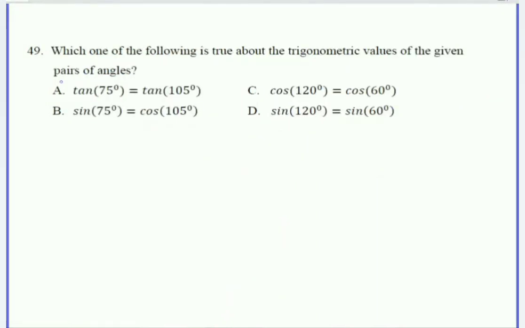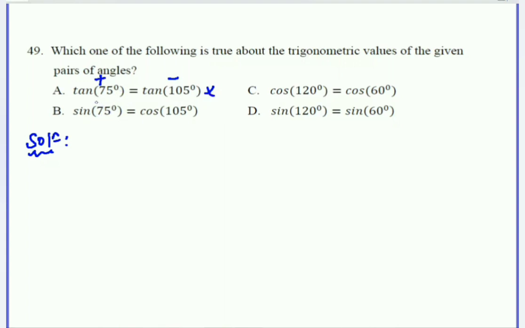Next we have: which one of the following is true about the trigonometric values of the given pairs of angles? We have pairs of angles, so let us see each of them separately. Tan of 75 degrees is a positive quantity, and 105 is a second quadrant angle. In the second quadrant, tan is negative. Therefore, these two cannot be the same. One is positive, the other is negative.